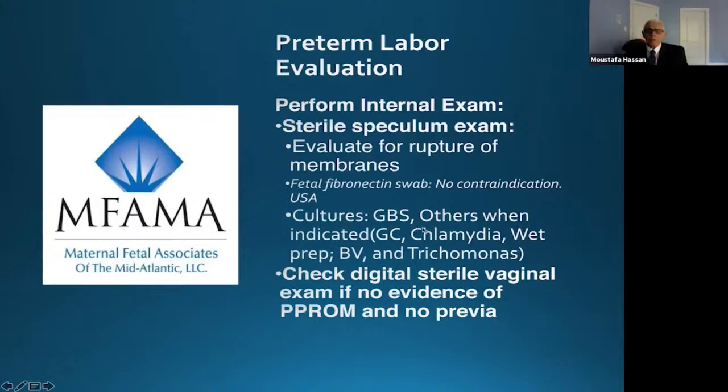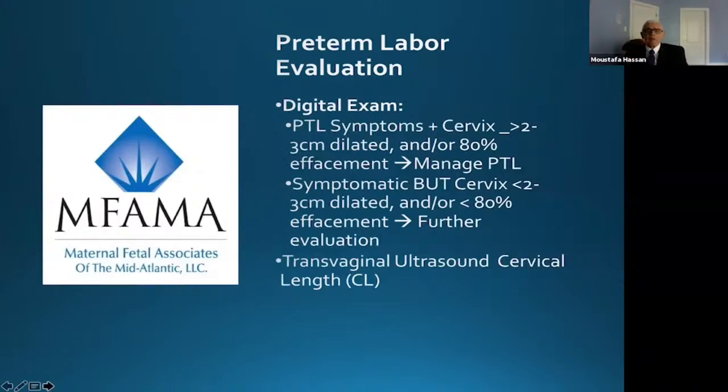Cultures: you need to get the group B strep culture and other cultures when indicated. Then you do a digital exam if there is no ruptured membrane and no placenta previa. Now, preterm labor symptoms plus cervix that is 2 centimeters or more, or 80% effacement, manage as preterm. That means you're going to give them steroids, tocolysis, and antibiotics. Symptomatic, but cervix is less than 2 centimeters dilated or less than 80% effaced, then you do further evaluation.